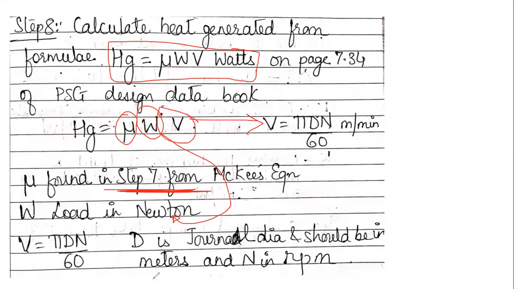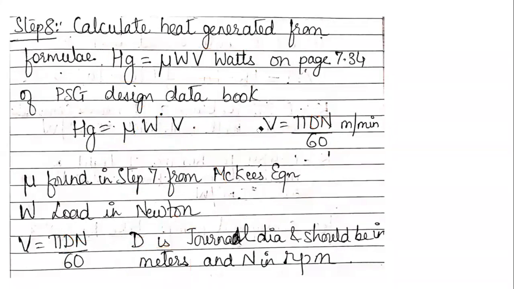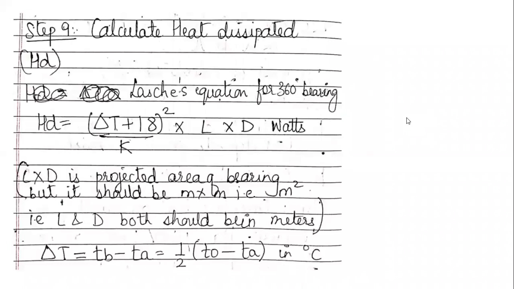Remember this D value, you will not take it in mm here. You will be taking the value of D, journal diameter, in meters over here. Then only you will get the correct value of V, which you will put down over here. Then you will get the heat generated. Step number 8 is completed. Moving to step 9, you have to calculate heat dissipated.